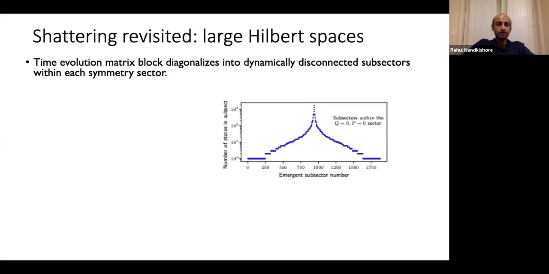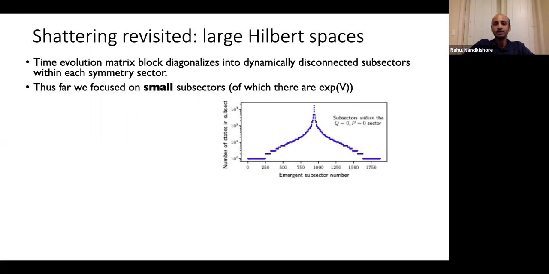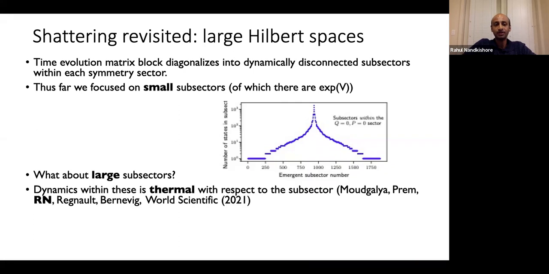Now, I said already that the time evolution matrix block diagonalizes within each symmetry sector. So far, I was focusing on these small symmetry sectors like these exact eigenstates, but there are also large symmetry sectors. There are these subsectors that diverge in size in the thermodynamic limit. The dynamics in these large subsectors is in fact thermal, but it's thermal in a modified sense, meaning that you have ergodicity with respect to the subsector. So you end up exploring all of the states in that subsector. You can still ask, okay, suppose I pick an initial condition which is in one of these large subsectors. What does the approach to equilibrium look like?